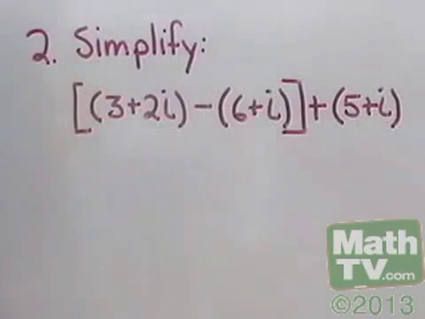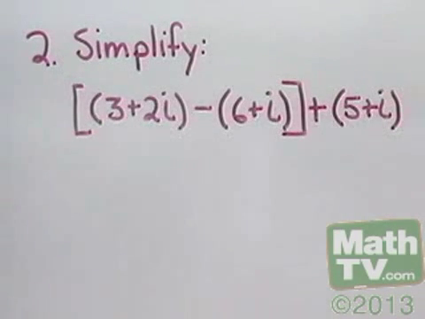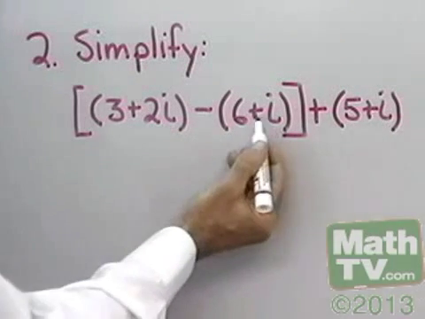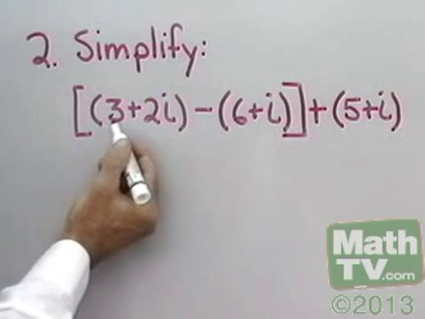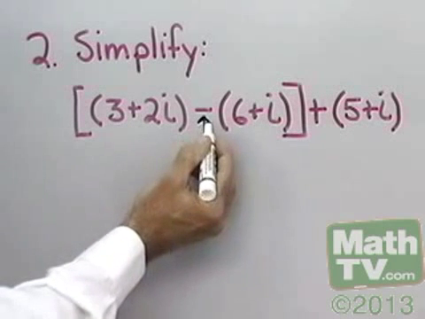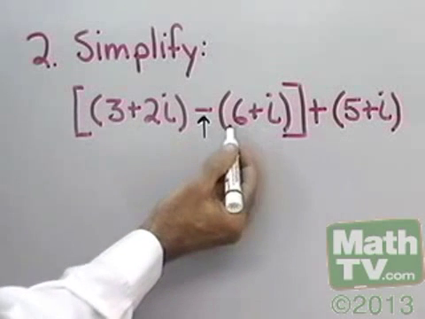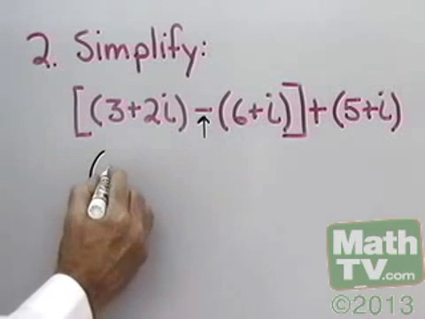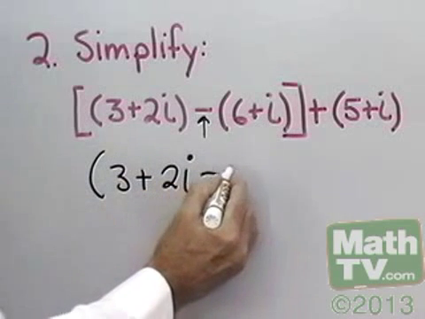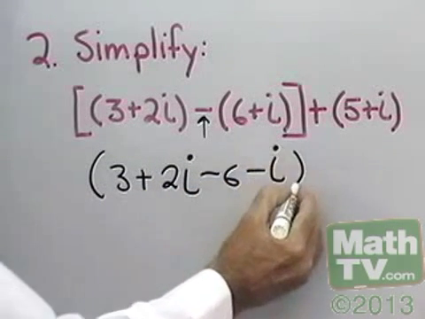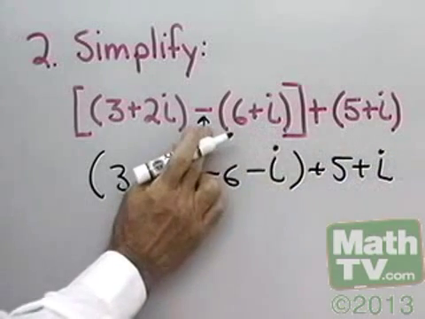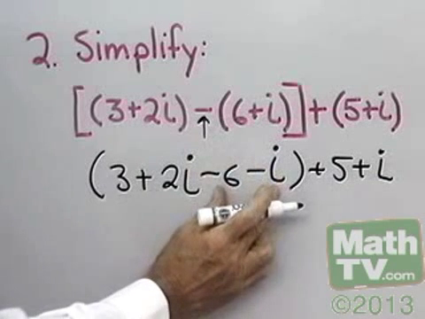Here's our next problem. Let's simplify this sum and difference of complex numbers. We're going to treat the i, even though we know it's the square root of negative 1, just like it was a polynomial. Or we're going to treat all of these expressions as if they were polynomials. So I'll start by taking care of this subtraction sign by changing the sign of each thing inside the parentheses. So I'll have 3 plus 2i minus 6 minus i plus 5 plus i. So I remove these parentheses. There's a negative sign in front, so I change the sign of each thing inside.